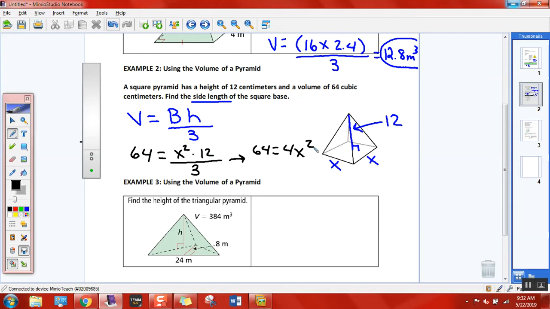Are you okay with that, Layton? Yep. If I divide 4, kids, 64 divided by 4 is? That equals x squared. Oh my goodness. What's x equal? 4. Check it, kids. Who has a calculator handy? Joey, go 4 times 4 times 12. How much? 192. 192, but since it's a pyramid, divide that by 3. Does that match the value we had? So is 4 correct?